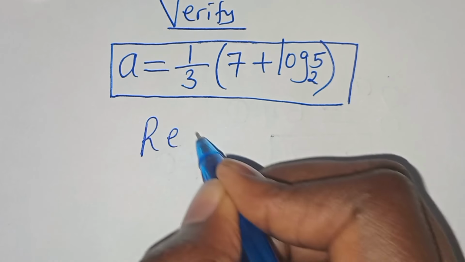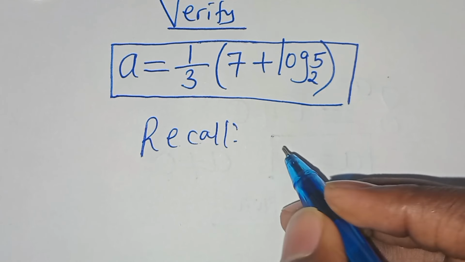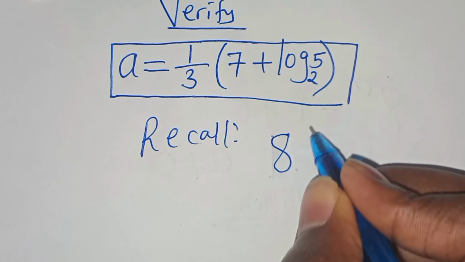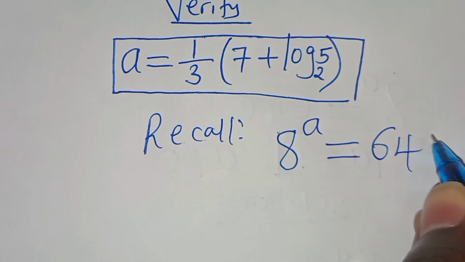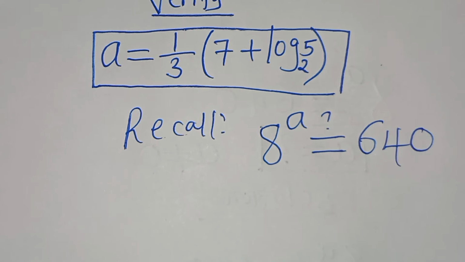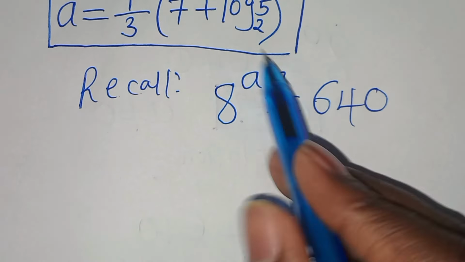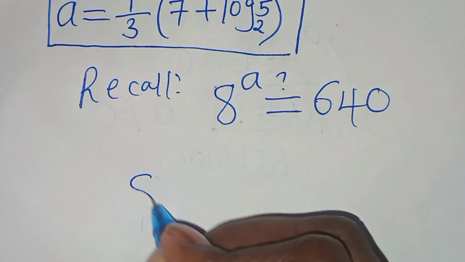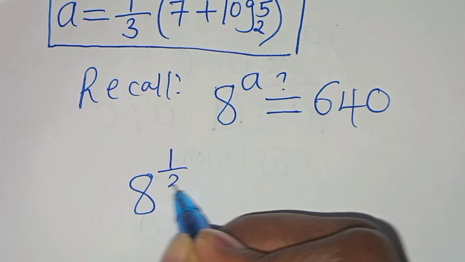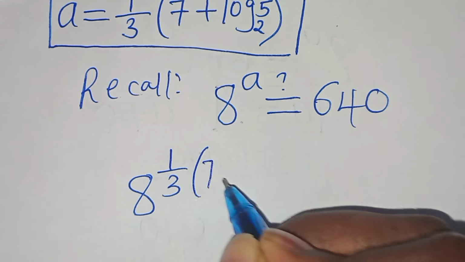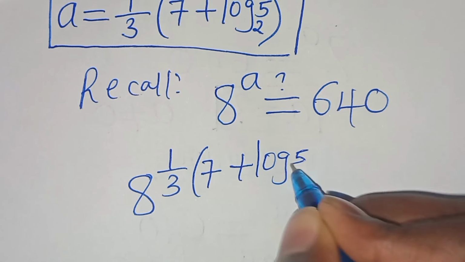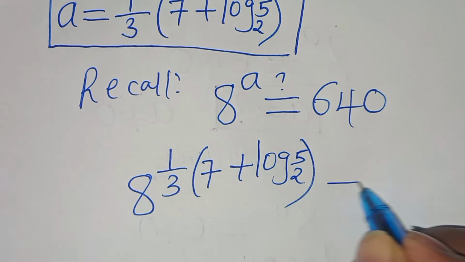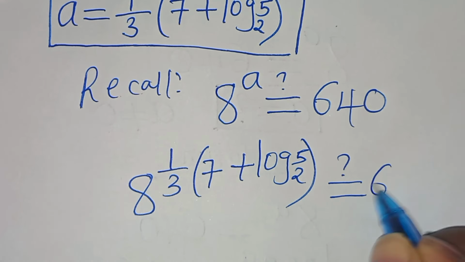Now, if you recall, we end at 8 raised to the power of A. This is supposed to give us a value of 640. So let's substitute the value of A, so that we have 8 raised to the power of a third, in the parentheses, 7 plus log 5 to base 2. This should give us a value of 640.